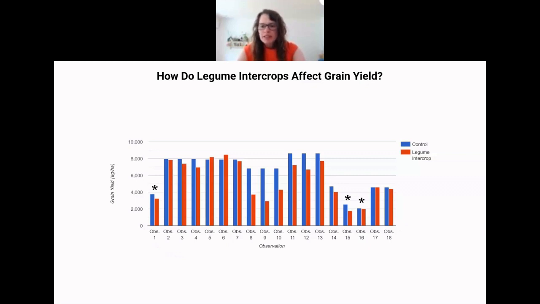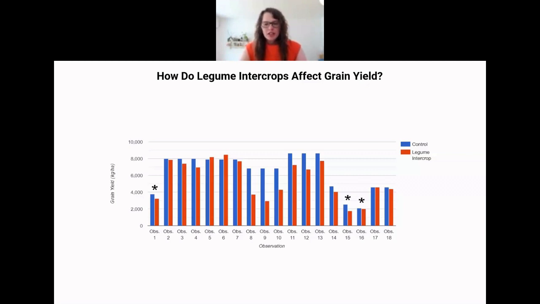And so, as you can see, in most cases, there's no significant difference between the grain yields in the monocultures compared to the intercrops, which suggests that enhancing biodiversity by growing legume intercrops does not come at a cost to yields. However, in 3 instances, we do see that legume intercrops had significantly lower yield than the control, which suggests that more work needs to be done to optimize these systems so we can exploit the other benefits associated with legumes, such as soil fertility.